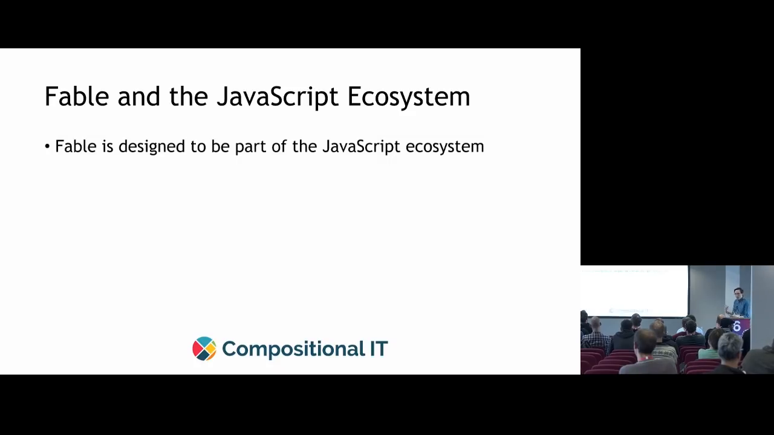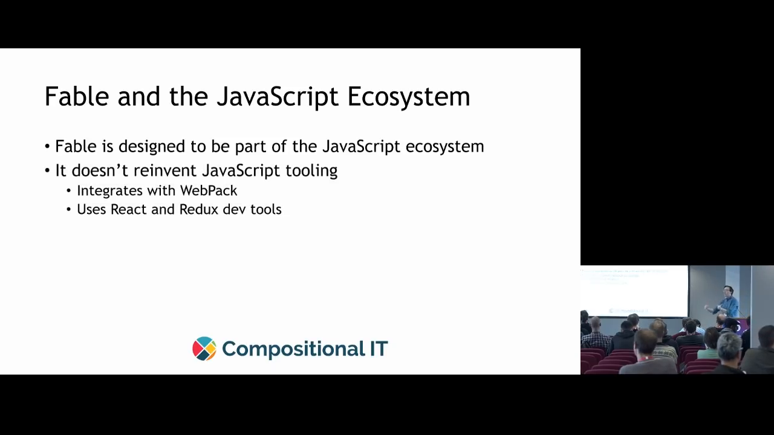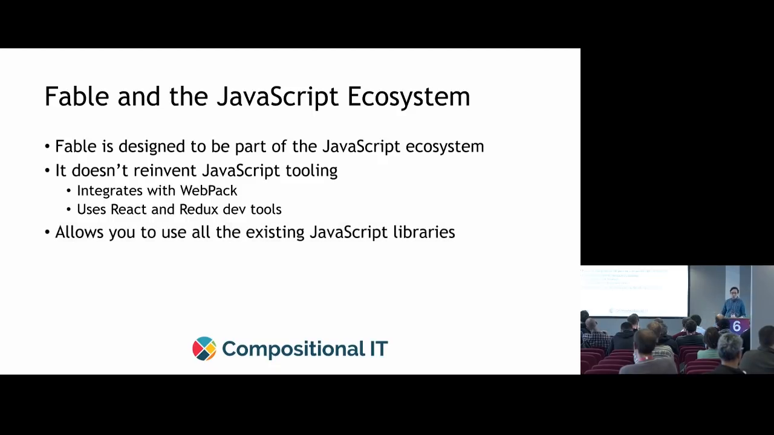Because of the way that Fable is designed, it is an integral part of the JavaScript ecosystem as well. It doesn't reinvent all the JavaScript tooling, so it integrates with Webpack if you're using Webpack in your day-to-day development. If you want to debug your web applications, you can use React and the Redux dev tools as well. And it allows you to use all the existing JavaScript libraries that are out there. So you just have to create a wrapper over the top, and it's consumable within F#. And you get full typing over the top of it.